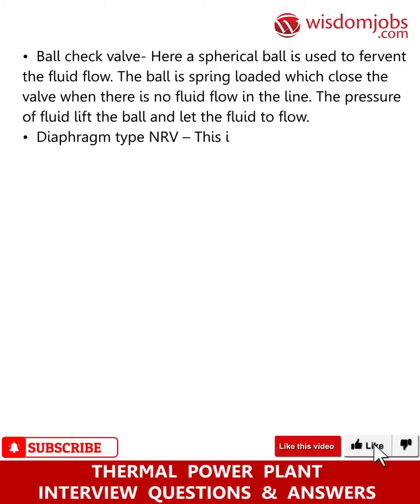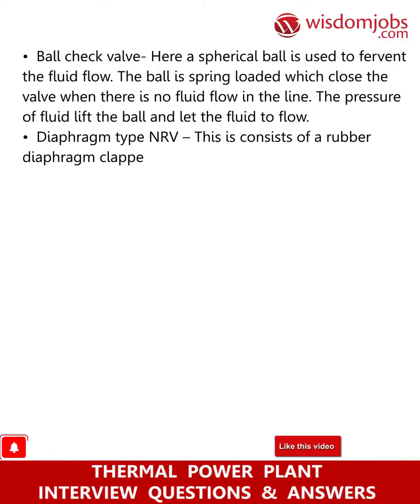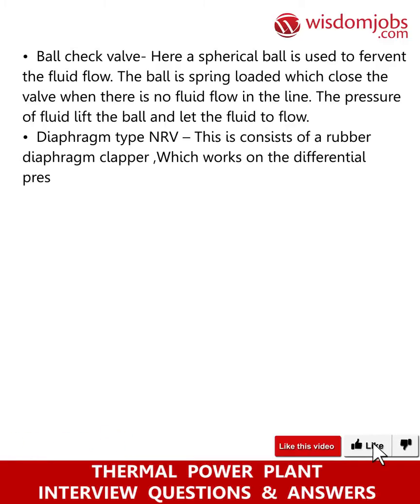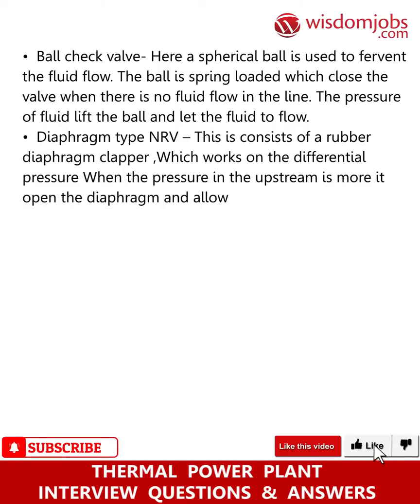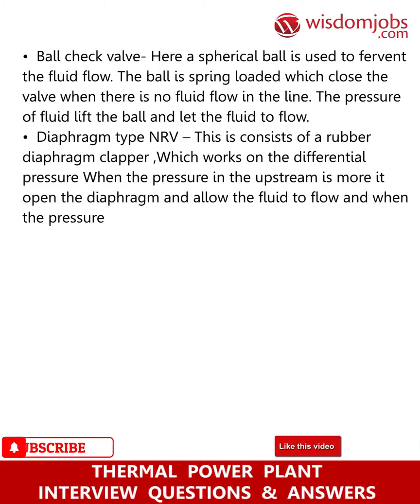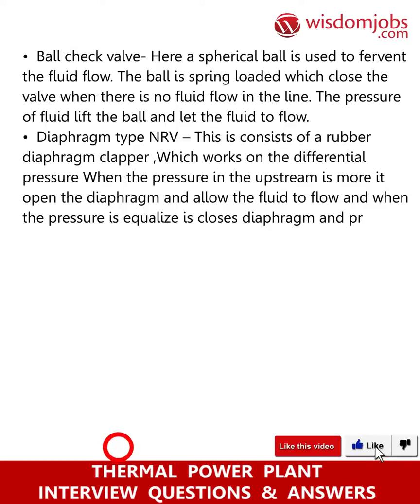Diaphragm type NRV. This consists of a rubber diaphragm clapper which works on the differential pressure. When the pressure in the upstream is more, it opens the diaphragm and allows the fluid to flow, and when the pressure is equalized, it closes the diaphragm and prevents the fluid.